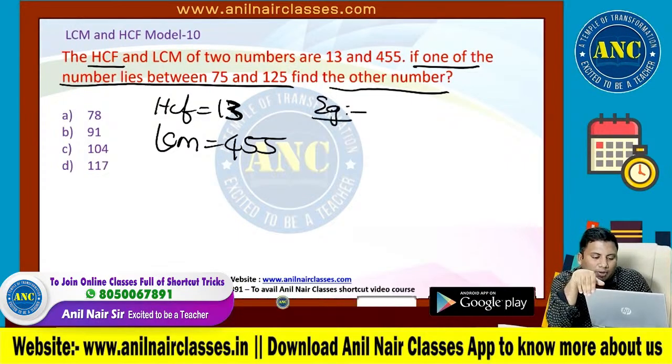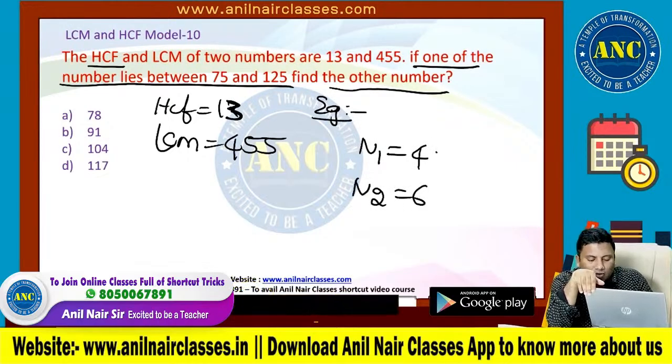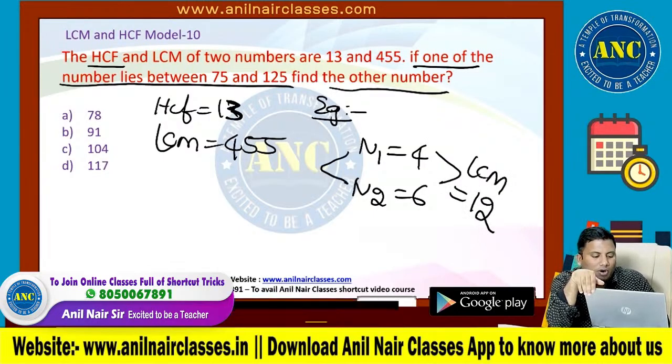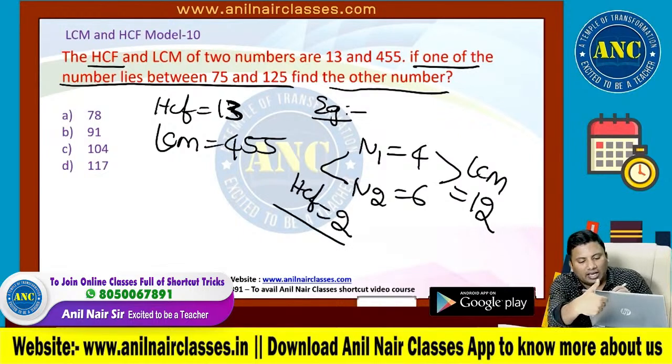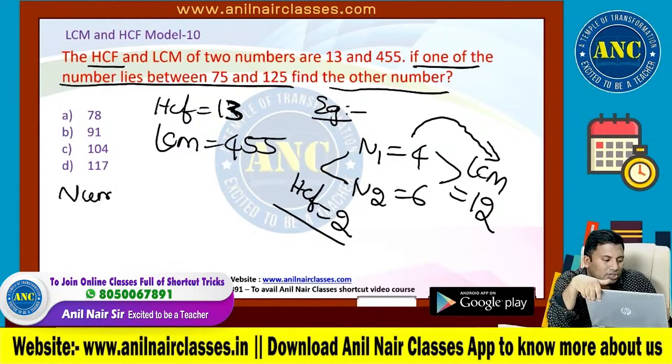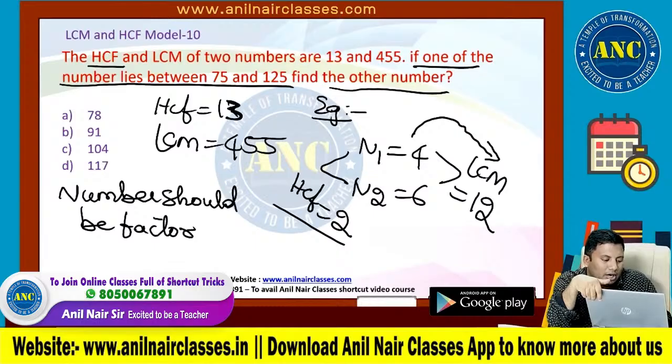See this example. If N1 is 4 and N2 is 6, what is the LCM? LCM is 12. What is HCF? HCF is 2. Can I say the number is a factor of LCM? 4 is a factor of 12, 6 is a factor of 12. Number should be a factor of LCM.